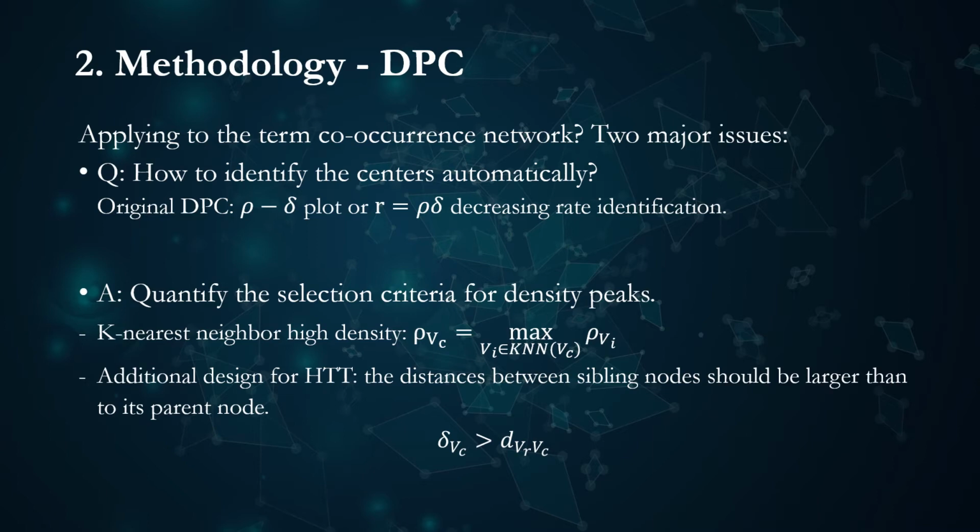And the other modification is from the hierarchical perspective. That is, the distances between the sibling cluster centers should be larger than this sibling cluster center to its parent cluster center. So these are 2 quantitative selection criteria for the density peaks. And this also explains why in the second iteration we'll use the results from the first iteration.